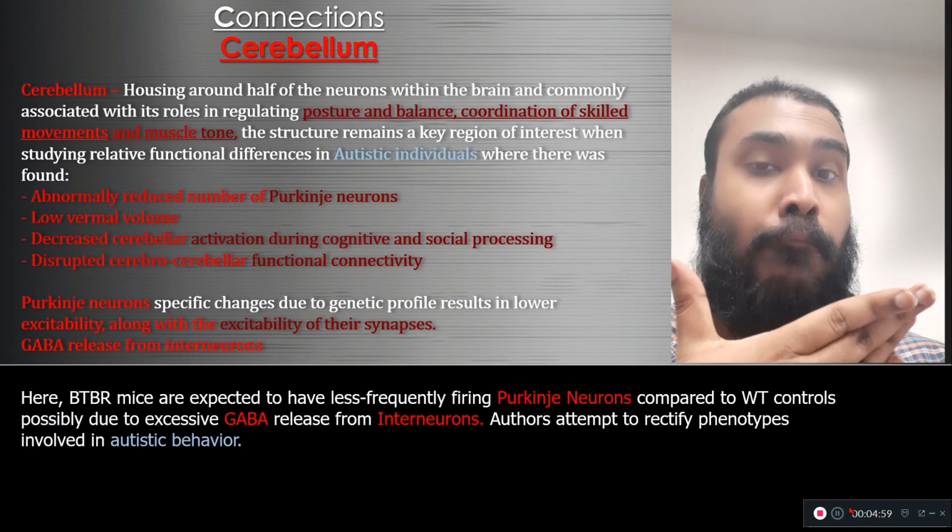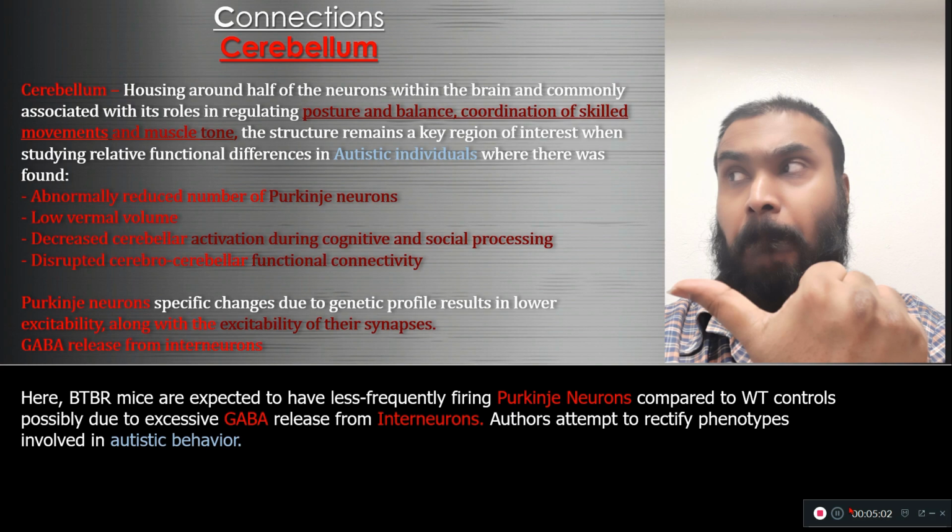So to move on to the cerebellum, remember, the thing that we're supposed to remember about the cerebellum, no matter what we remember about this class, is that it has roles in regulating posture and balance, coordination of skilled movements, and muscle tone. The structure is, however, a region of interest when we're talking about autism, where there's a lower number of Purkinje neurons, lower vermal volume, lower gray matter, lower mass, decreased cerebellar activation during cognitive and social processing, and disrupted cerebrocerebellar functional connectivity.